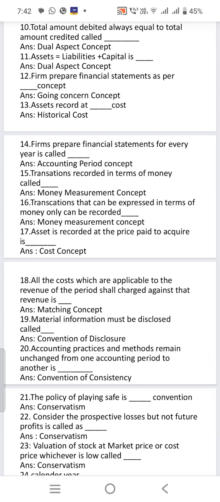17: an asset is recorded at the price paid to acquire it is called dash concept. Whatever assets we purchase, we write how much we spent.